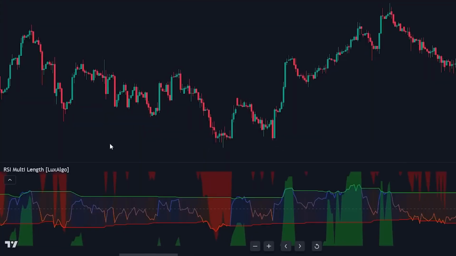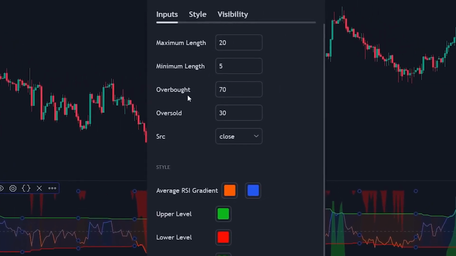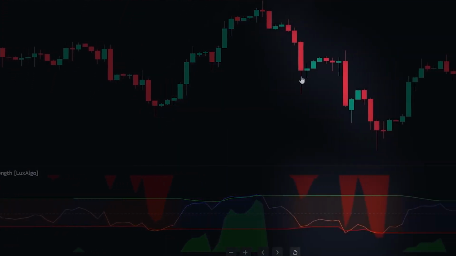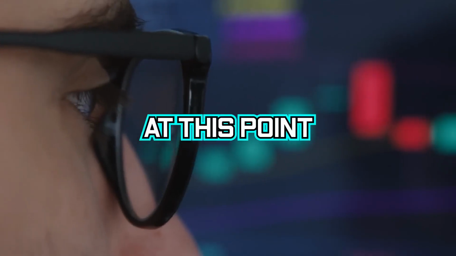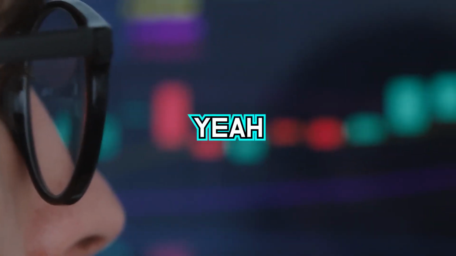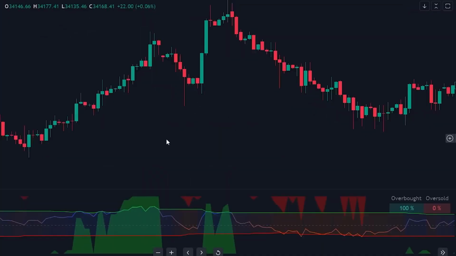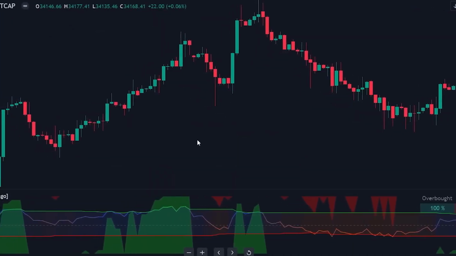You also have the option to adjust the levels being used to determine if it's overbought or oversold. The green area shows visually how overbought those periods are, and the red shows how oversold. At this point, you're probably thinking, yeah, this is great and all, but how does this make me money? Well, I'll tell you.